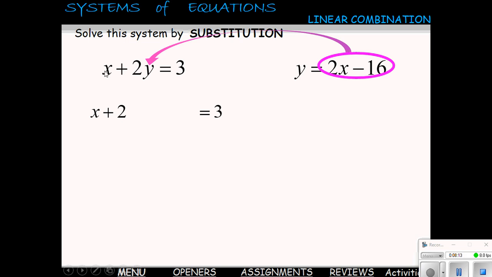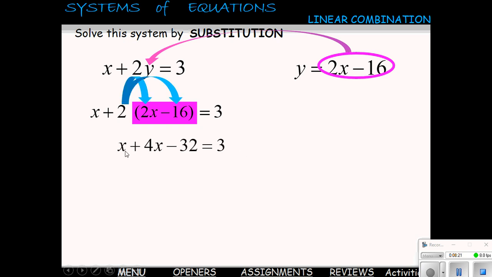Okay, if you've done it, our equation instead of x plus 2y equals 3 is now x plus 2 times this whole mess is equal to 3. We have to distribute the 2, and now we have x plus 4x minus 32 is equal to 3. We combine our like terms, now we have 5x minus 32 is equal to 3. Then we add 32 to both sides and divide by 5, and we'll get 7. 7 is the x value. If you didn't do it yet, figure out the y value.